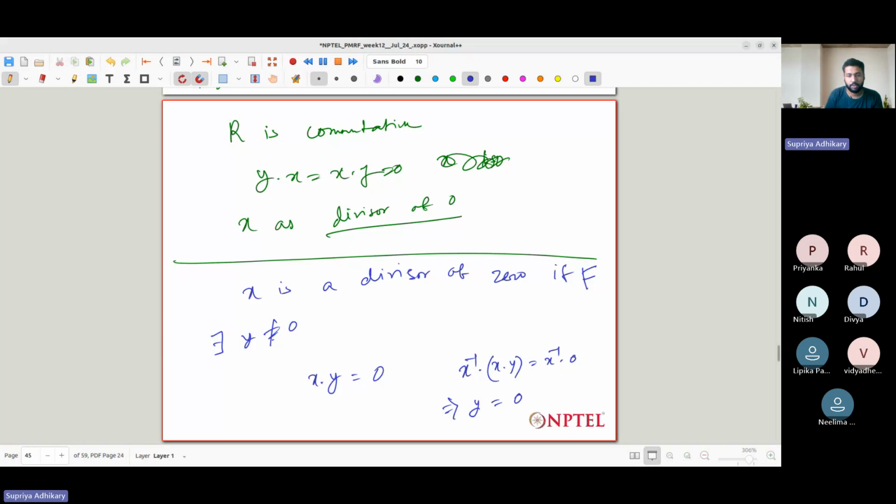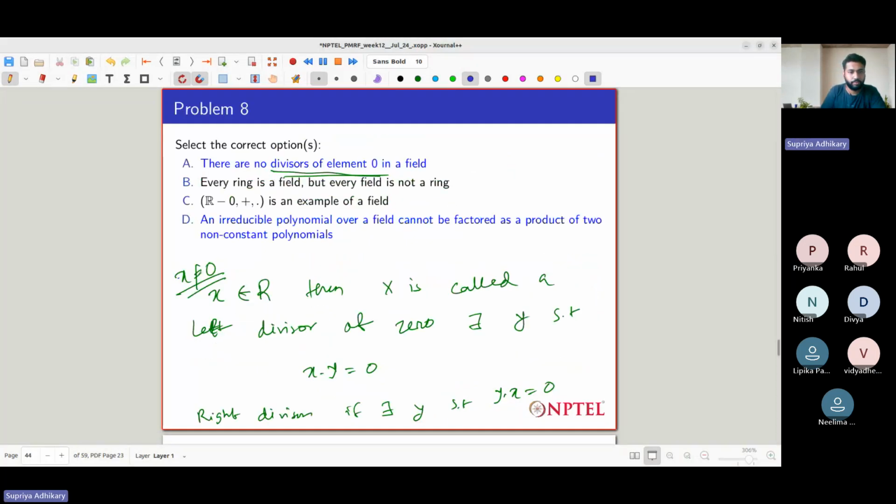Now this is a contradiction, because we assumed that there exists a non-zero y such that this is true, and that only gives us that y is 0. We can assume that this x inverse exists because we are considering a field, and in a field every non-zero element has a multiplicative inverse. Therefore this gives us y equals 0, which is a contradiction. So x cannot be a divisor of 0. So this is true.